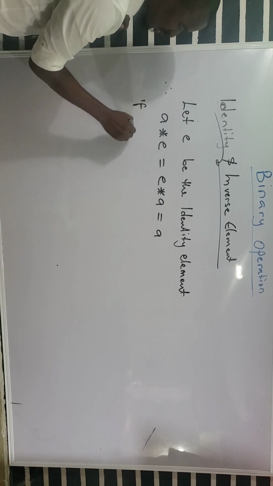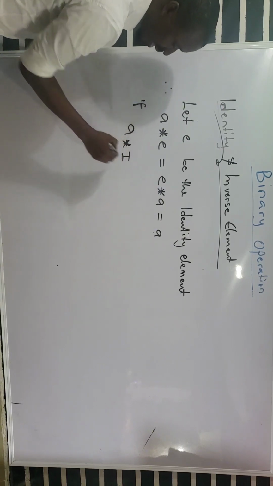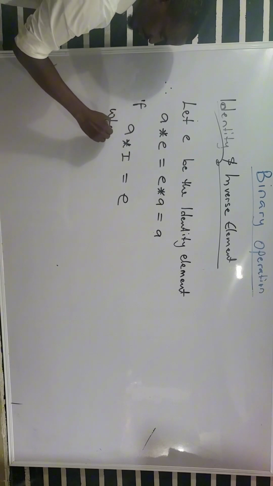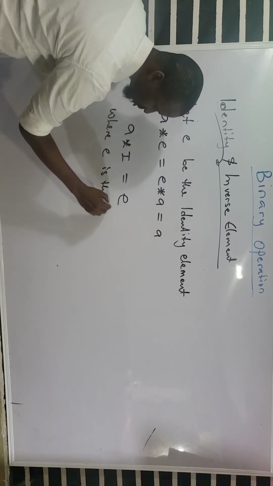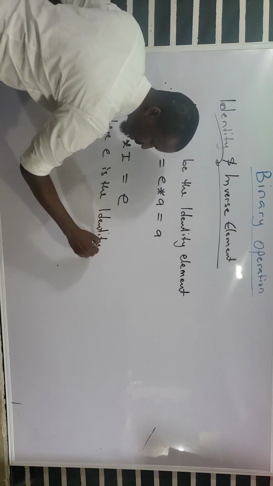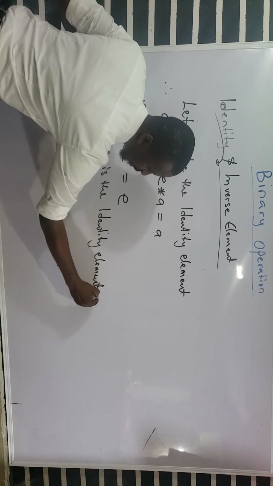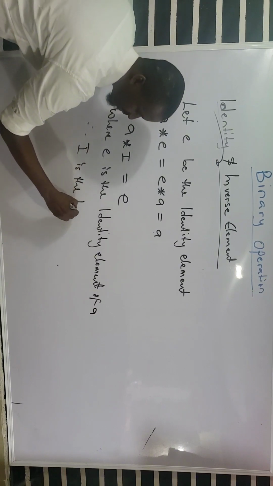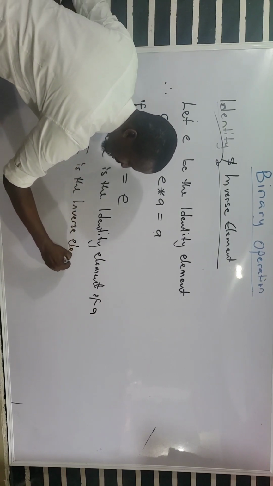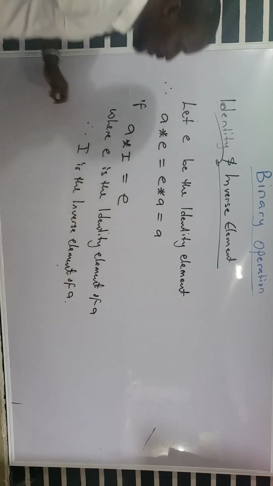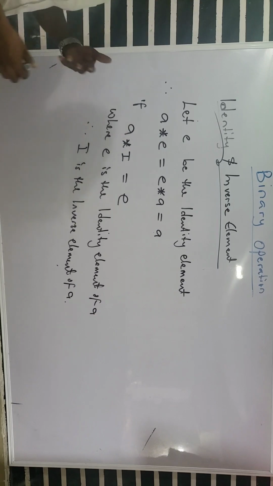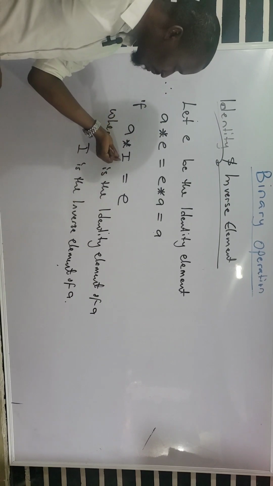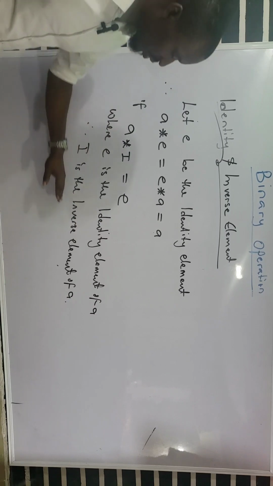And if A combined with a number I gives you E, where E is the identity element of A, therefore I is the inverse element of A. So if you combine another element with A and you get the identity of A, that thing you have used to combine A with, obeying the rule of combination, is called the inverse element.